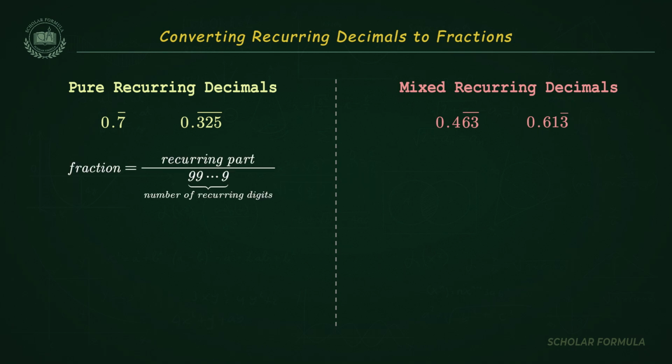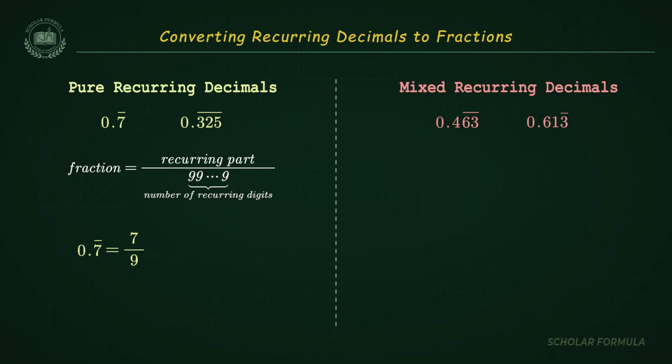For pure recurring decimals, the rule is straightforward. The numerator is the repeating pattern itself, and the denominator consists of a 9 for every repeating digit. Let's take 0.7 recurring. We have just one digit repeating, which is 7. So 7 goes on top. And because it's only one repeating digit, we just put one 9 at the bottom.